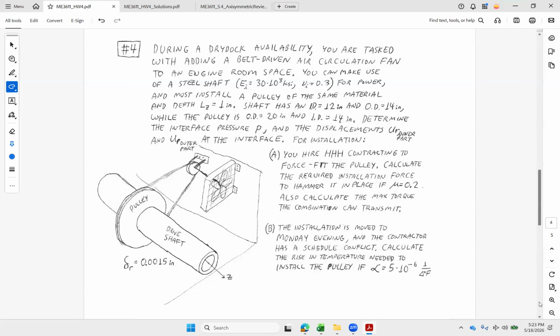Or the other possibility, what if it gets moved to Monday night? There's a delay at the shipyard. H has to do his creative directing on Raw, and we're going to have to do it ourselves. So the other option is we could take it up to the mess deck.